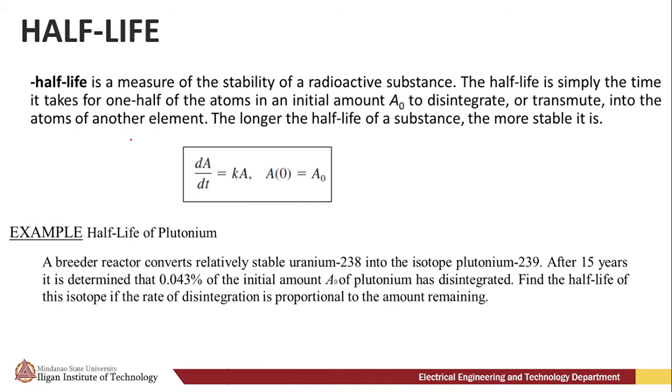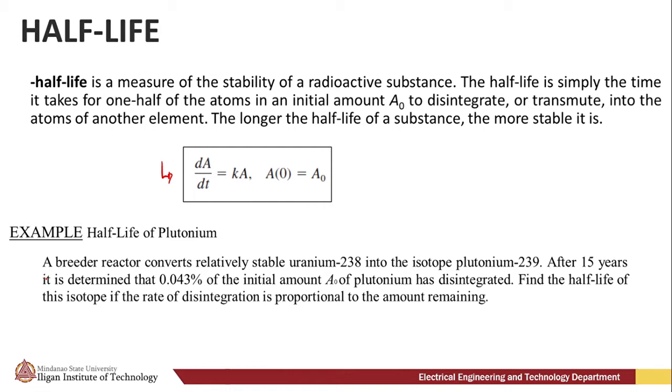So for the differential model for solving the half-life, we have this one. The rate of change of a substance with respect to time is directly proportional to the amount of substance present at that specific time. And we have the initial condition: at t equals 0, the amount of substance is A sub 0. To apply this differential model, we have an example here.